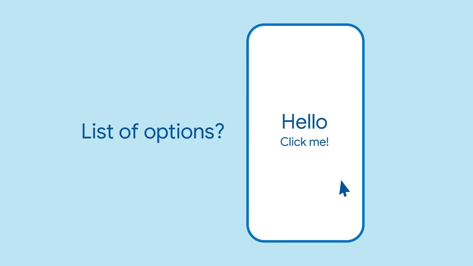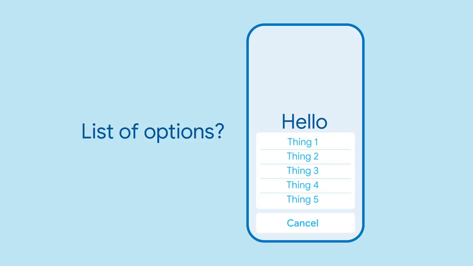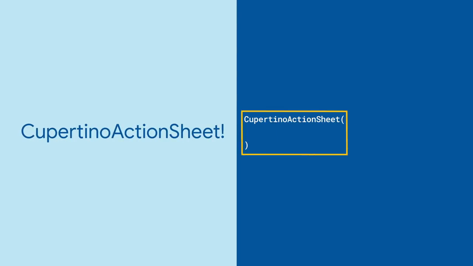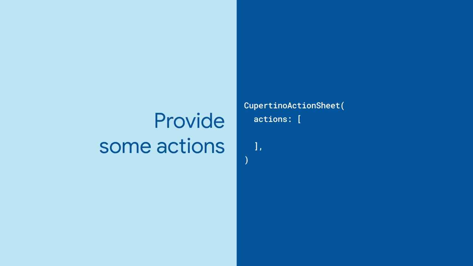Are you building an iOS-style app that needs to present the user with a list of options for what to do next? Enter CupertinoActionSheet. CupertinoActionSheet is an iOS-themed widget implementing the ActionSheet design spec, which has a list of actions that slides in from the bottom. The Actions property represents the list of things that you want the user to choose from.